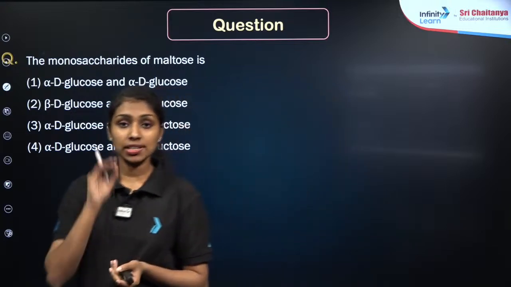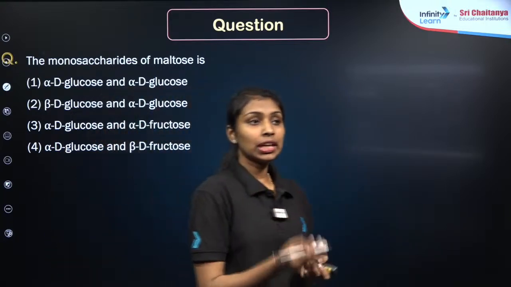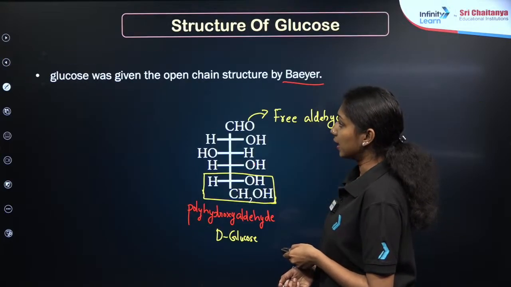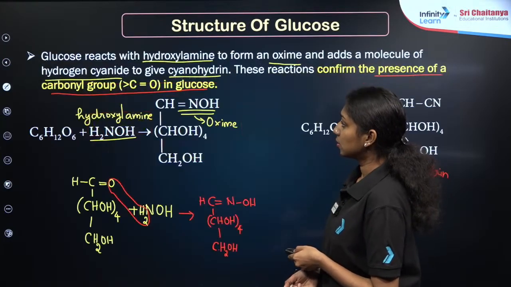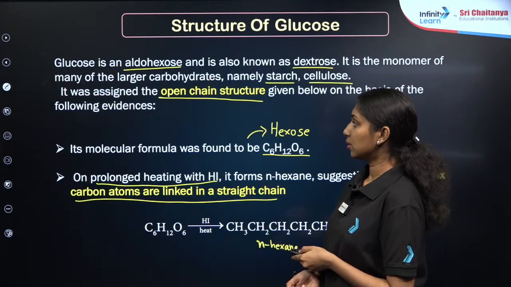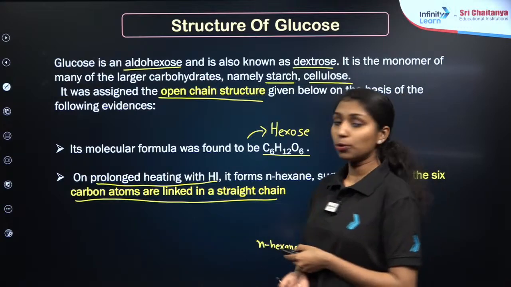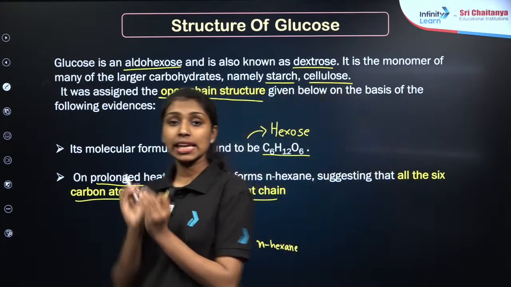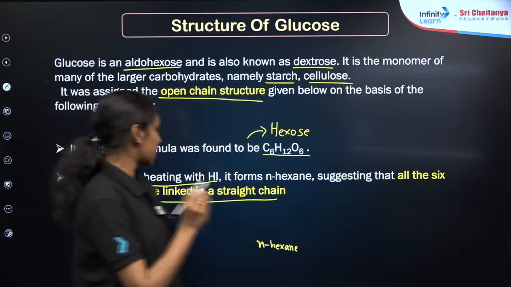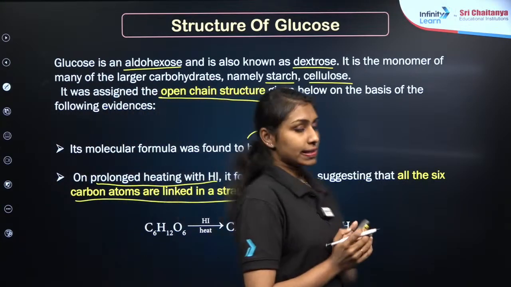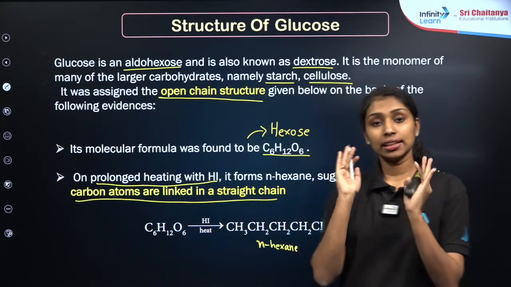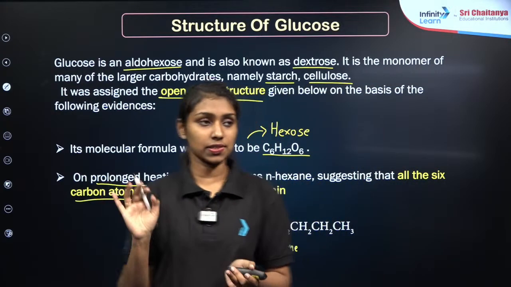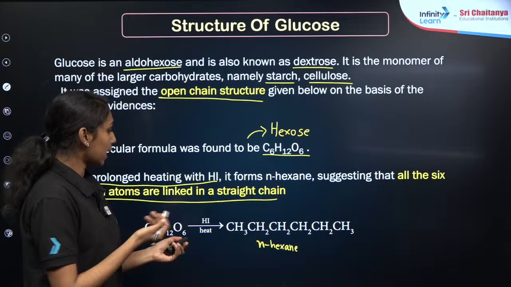Okay, that's all about the structure of glucose. We have studied the open chain structure of glucose, and now we are starting some of the reactions. The first one: the molecular formula is C6H12O6. With prolonged heating with HI, it forms normal hexane, which indicates that the six carbon atoms in the glucose molecule are in a straight chain structure.